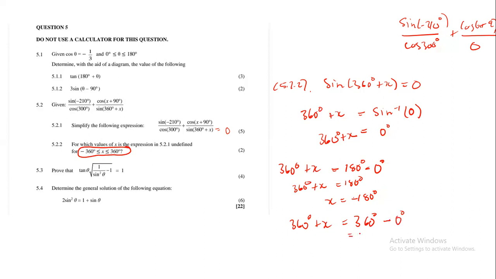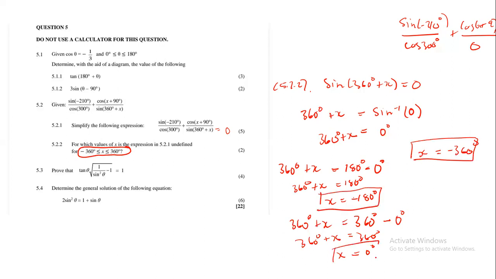And therefore I have 360 degrees, because 360 minus 0 is 360, plus x. Then I transpose 360 to the other side of the equation. My x is equal to 0 degrees. This is the second solution. And from this reference angle, I'm going to transpose 360 to the other side of the equation. So x will be equal to negative 360 degrees. So this is another solution. So this is my solution, this is my solution, and this is also my solution.